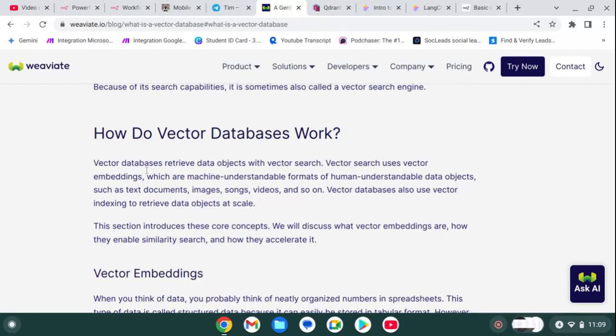This section introduces the core concepts. We will discuss what vector embedding is. This means the vector database converts data into chunks in a binary form, which then allows us to find data in a quick and fast way. So that is the part that explains it.